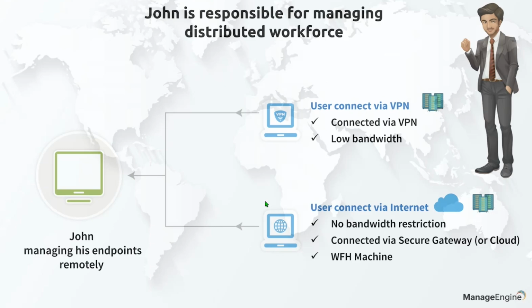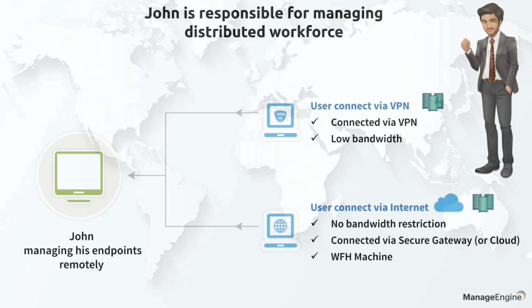The first type, people who work by connecting to the VPN. So there is no problem, there is no challenge in the connection between the endpoint and the central server. But there is a challenge in terms of bandwidth in this scenario. And the other type of users, where users work remotely, like user can be working from home, sitting in a library, or working from a cafeteria. But John should also take care of applying security policies onto them.